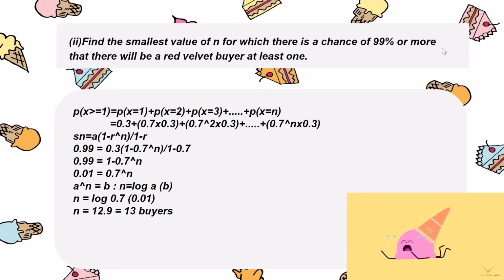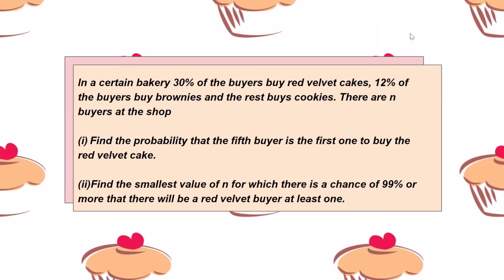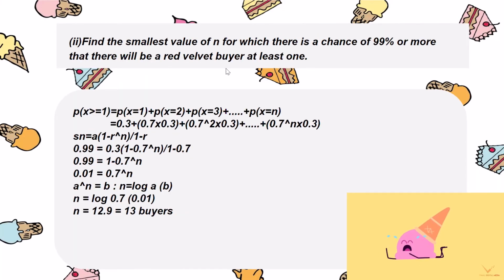Next question. This one is a bit tricky. The smallest value of n for which there is a chance of 99% or more that there will be a red velvet buyer at least once. It means how many buyers there will be until there is a 99% chance that they buy red velvet cake. So we need to find it like this.